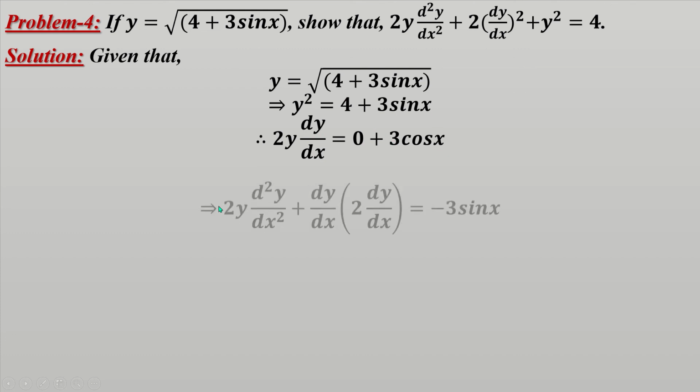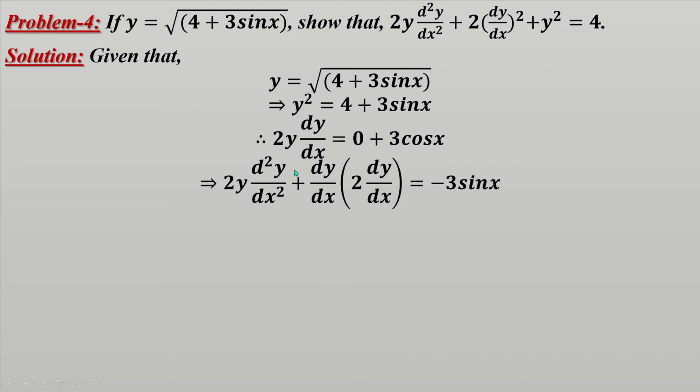Okay, and for second order derivative we can write 2y fixed, derivative of this means d square y by dx square, we know this, plus dy dx fixed, and derivative of 2y equals 2 into dy by dx, and here will be derivative of 0 means 0, and derivative of 3 cos x means minus 3 sin x.